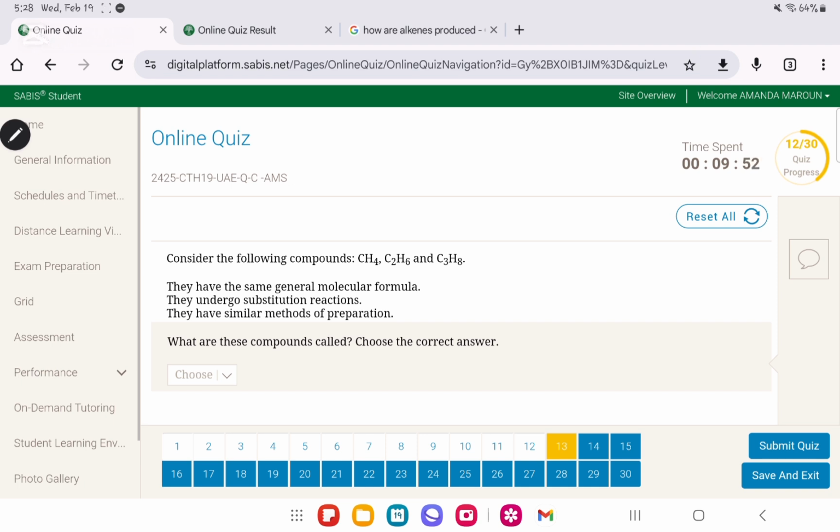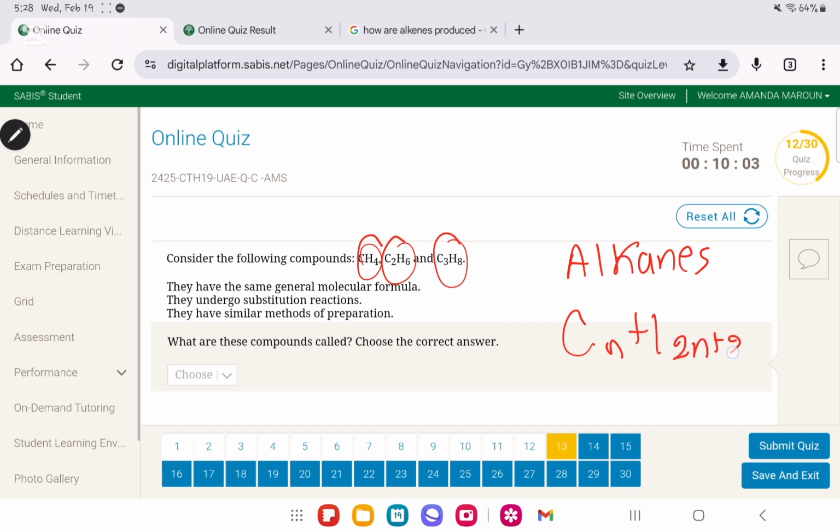Now here, pay attention. As you can see, all of these compounds, CH4, C2H6, C3H8, are alkanes because they follow which composition? They follow the composition CnH2n plus 2. So they have the same general molecular formula, first of all. They undergo substitution reactions and they have similar methods of preparation. That means they are all alkanes, first of all. Second of all, they're all substitution reactions. And third of all, they have similar methods of preparation.